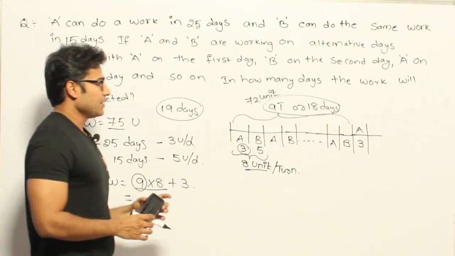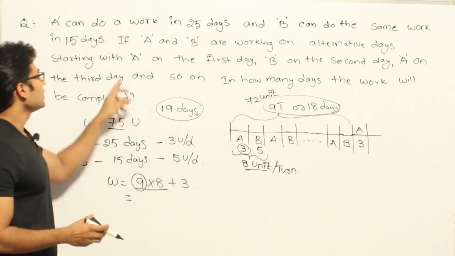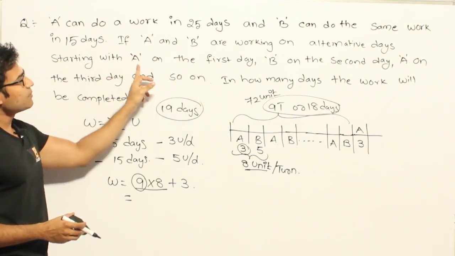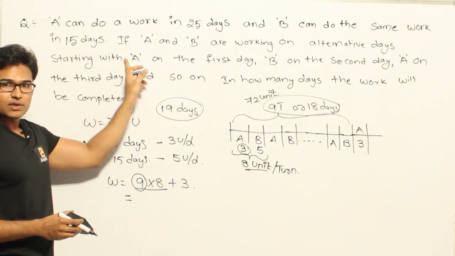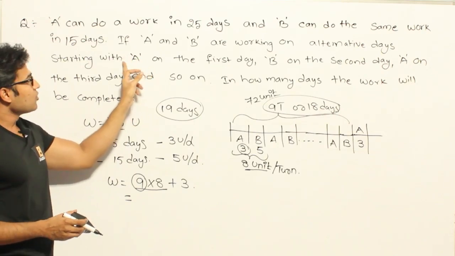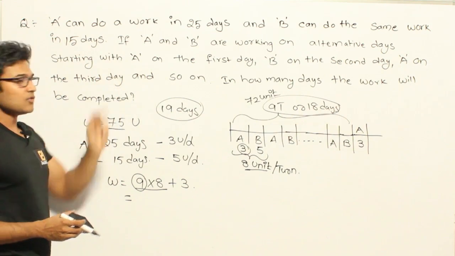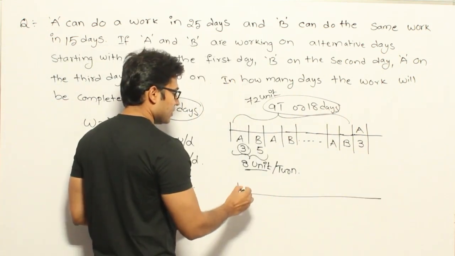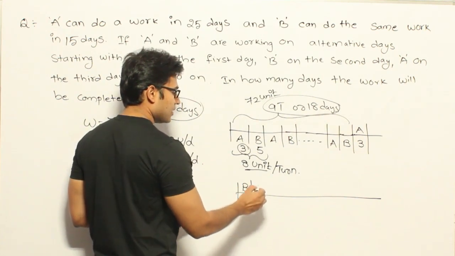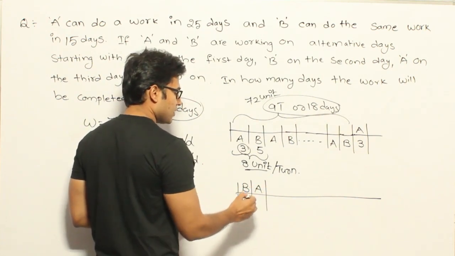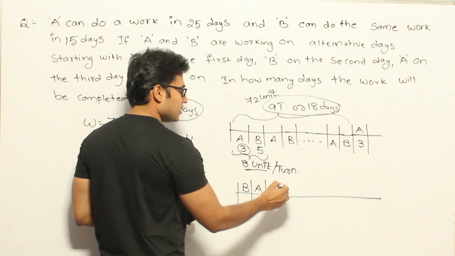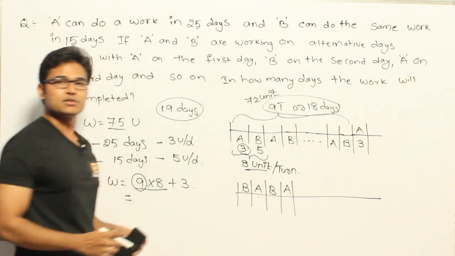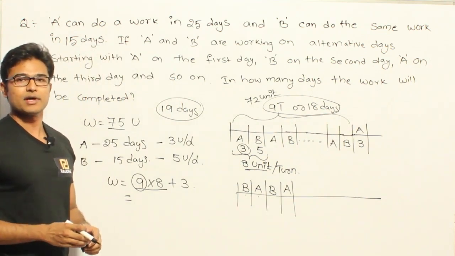And now let us imagine that instead of starting with A, A and B are working on alternate days starting with B. If the sequence would have been like this: B started the work and then A did it. First day, second day, again B, third day, fourth day. So if this is the way they were working, let's try to find out the total number of days required.